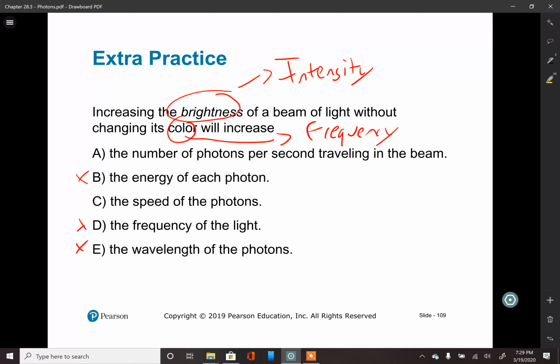Frequency, energy, and wavelength all change together. If we don't change one, we can't change any of them. Speed, right? It's still light. That's postulate 1. They all get the same speed. So it's got to be A, right? Intensity is about a count of photons.